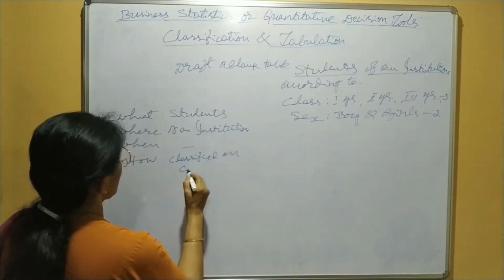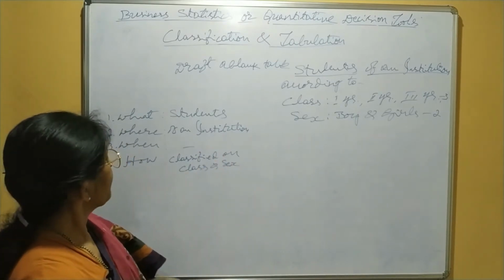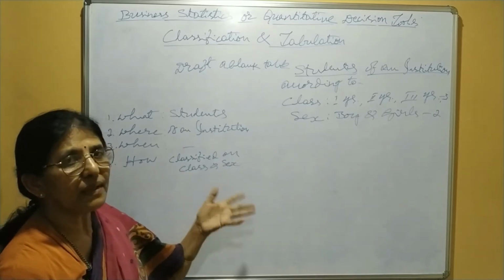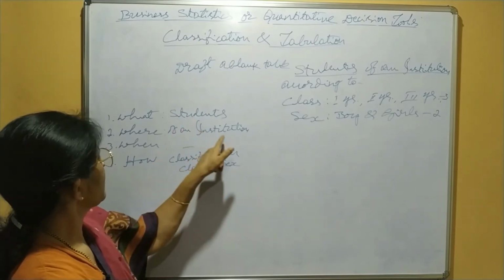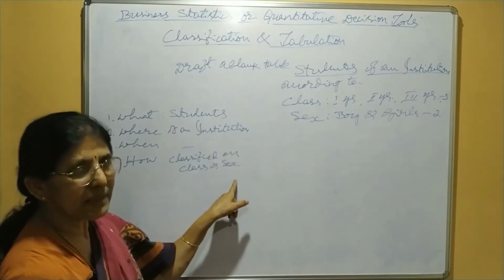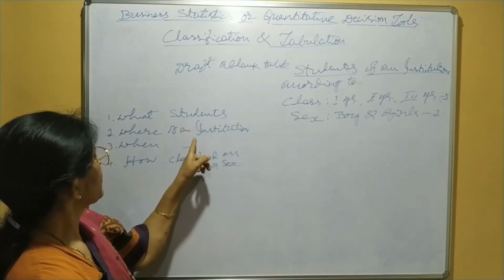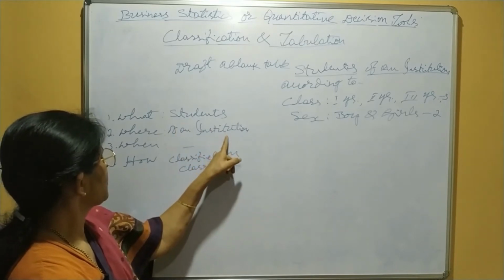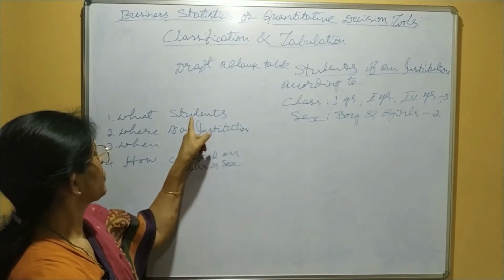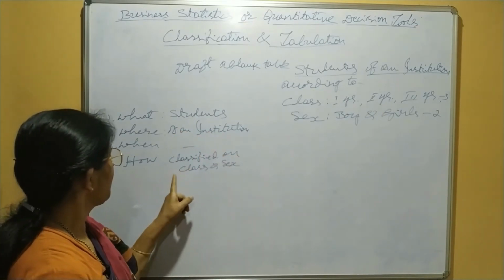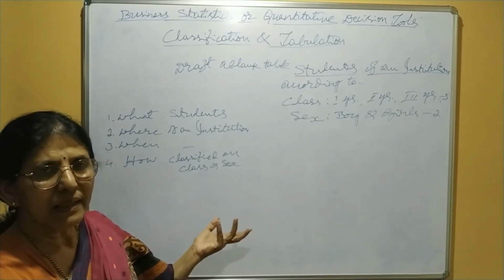Now, if you club the answers of these 4 questions, that is nothing but the title. You may give the title as students of an institution classified on class and sex. Or you may write in another way also, that is distribution of students of an institution by class and sex. In both ways you may write the title.